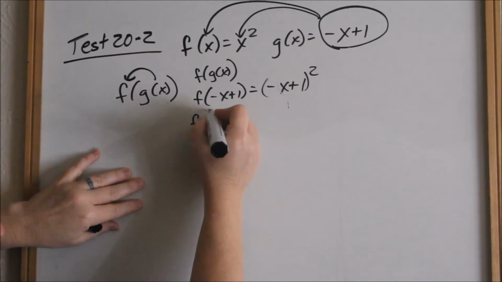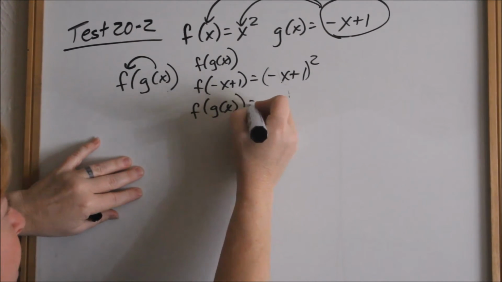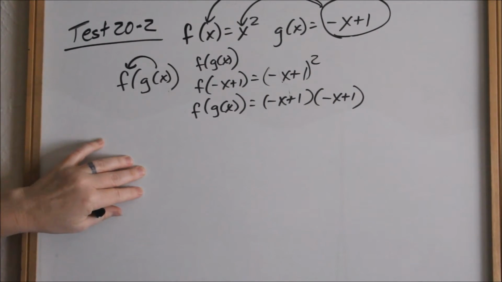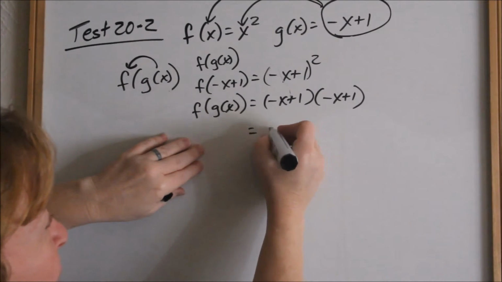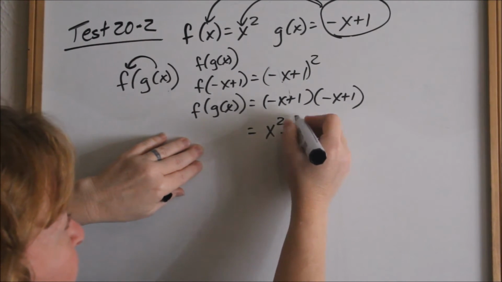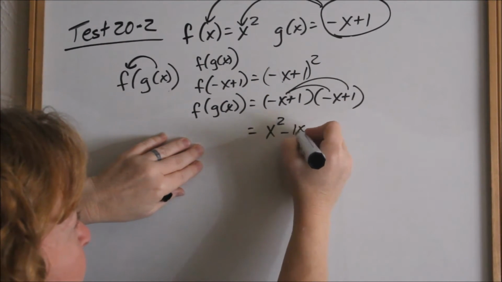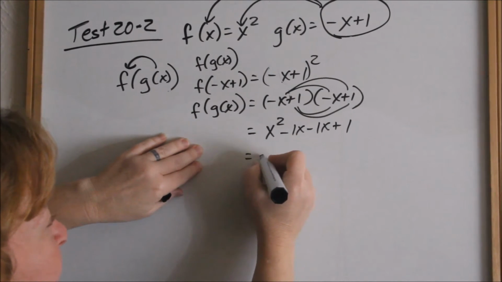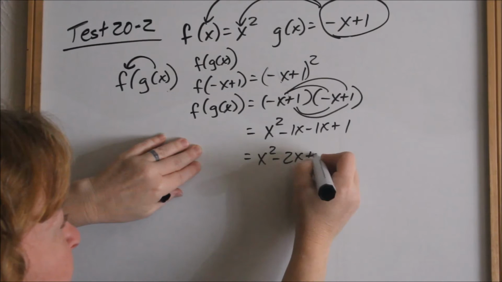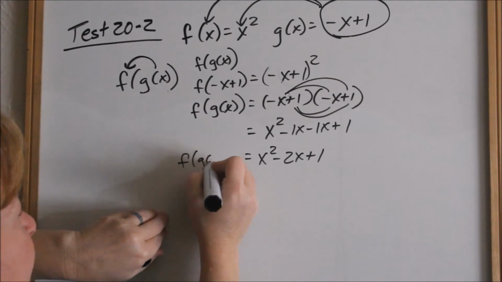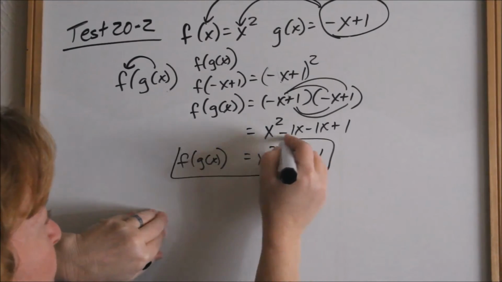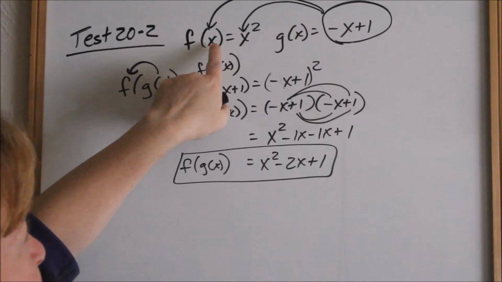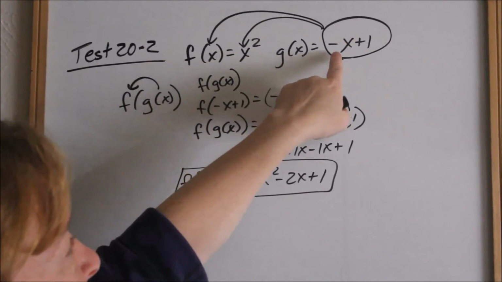So f of g of x equals negative x plus 1 times negative x plus 1. Now multiplying that out, that would be a positive x squared, negative 1x, negative 1x, and then a positive 1. Combining like terms, that would be x squared minus 2x plus 1, and this is what f of g of x would be. Again, we took g of x and substituted it in for x in f of x. Everywhere you see an x, you substitute this in.